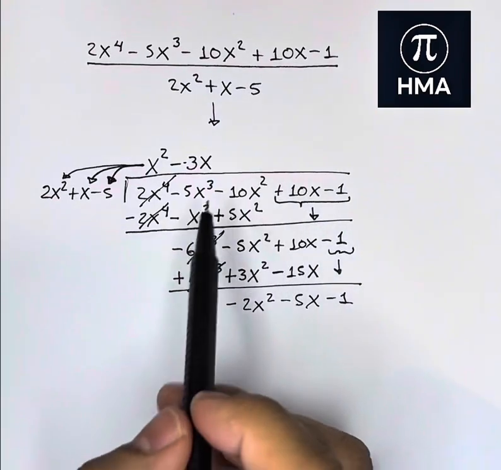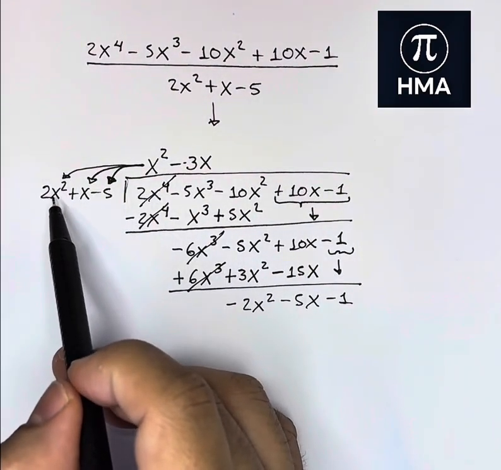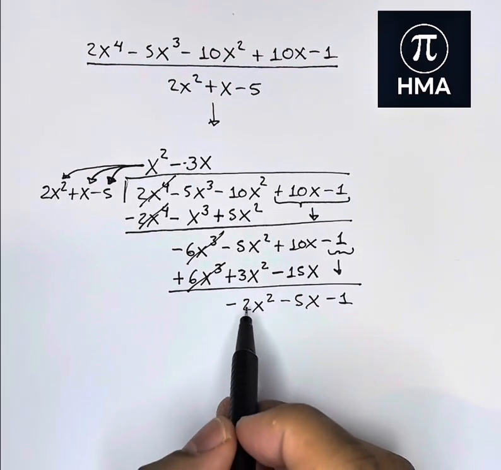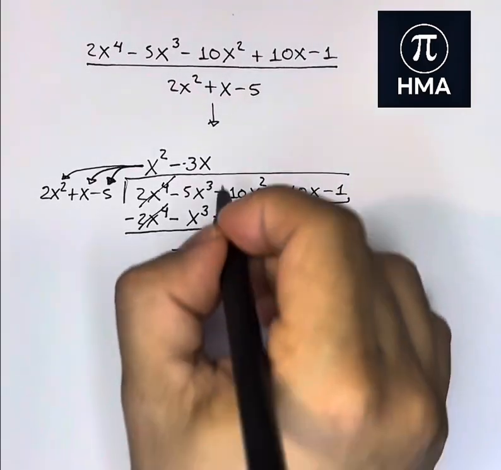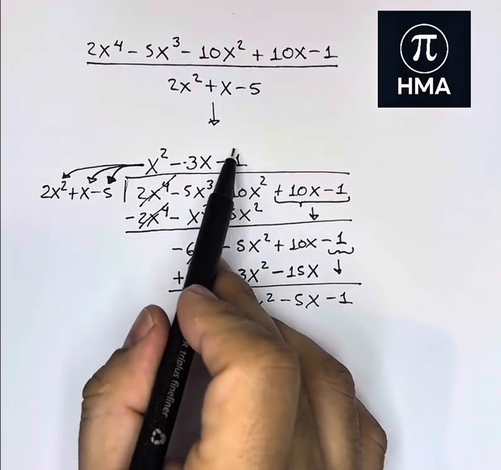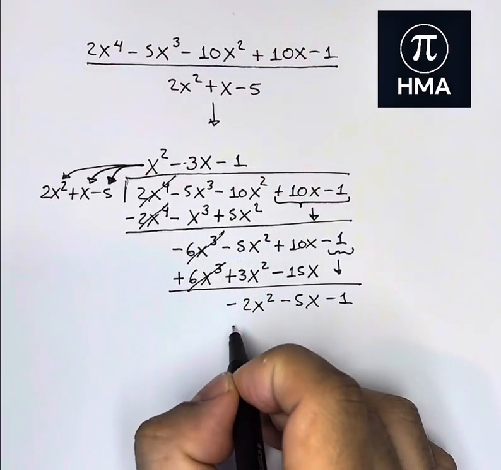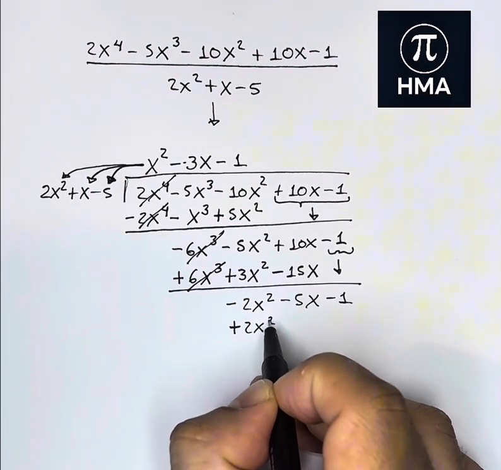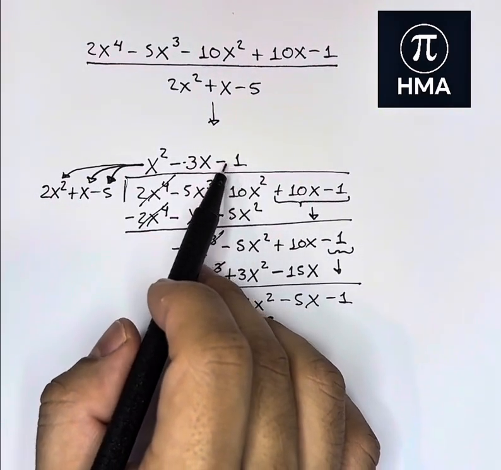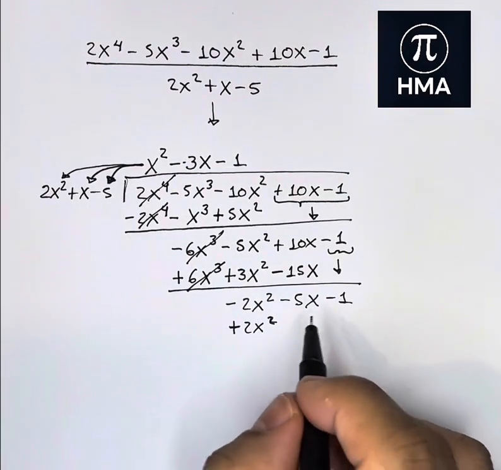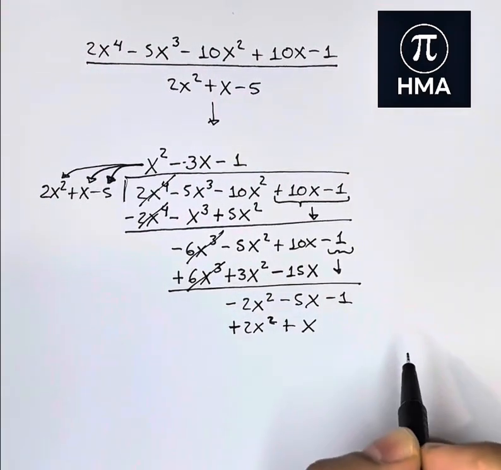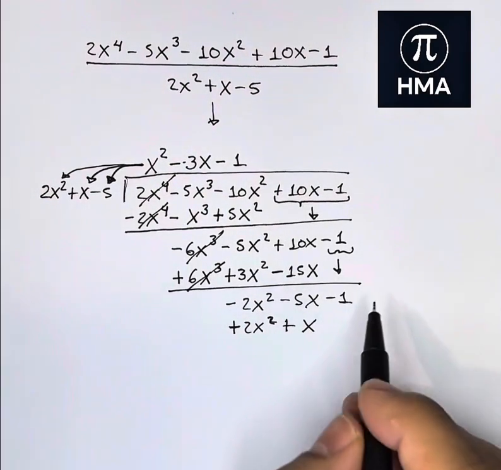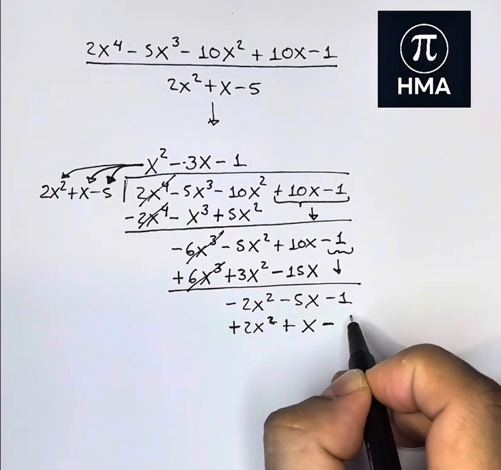And now we need an expression that, when multiplied by this term, 2x squared, we get minus 2x squared. We already have the coefficient and the variable. We are missing the sign. In this case, we need a minus 1. Minus by plus is minus, so we change sign again. 1 by 2x squared, we get 2x squared. We do the same with the following. Minus 1 by x is minus x, so this will be plus x. And minus 1 by minus 5 is plus 5, so then it will be minus 5.